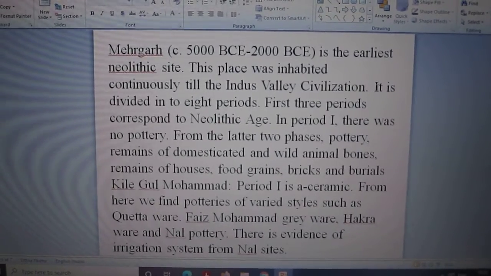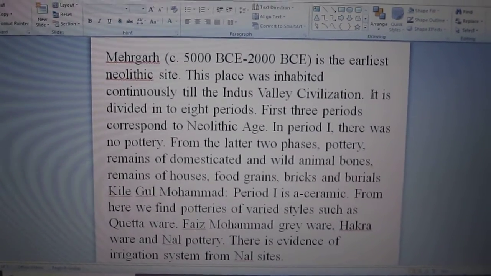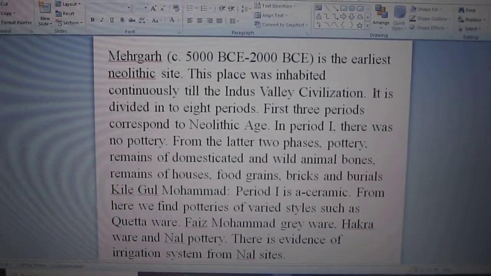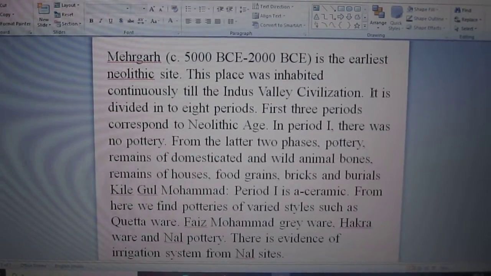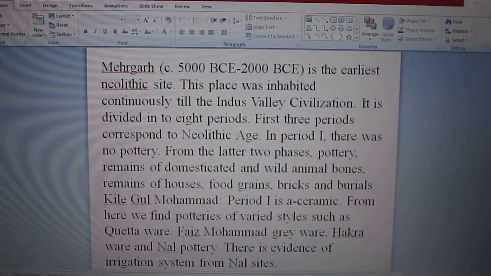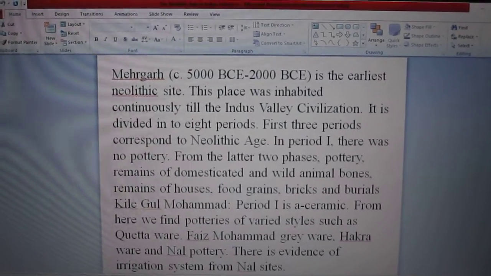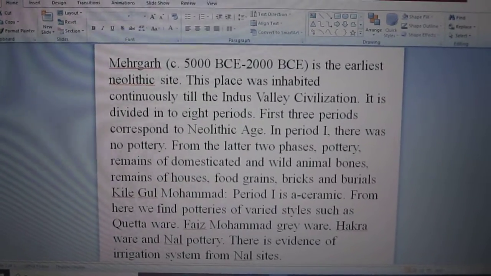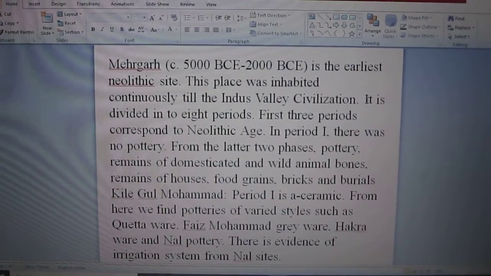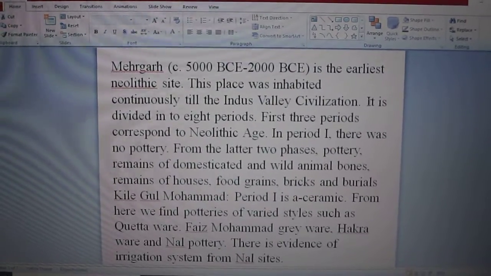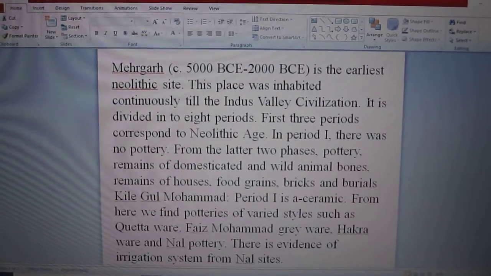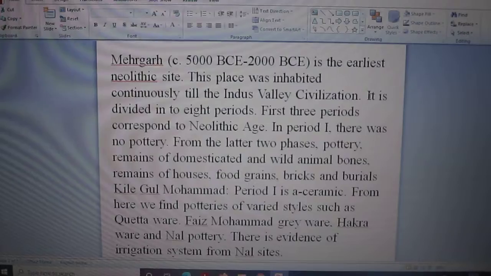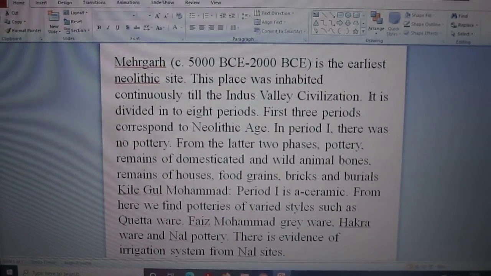So basically the first phase of Mehergarh is aceramic, that means people did not use pottery in the first phase, but in the second and third phases people used pottery, and these potteries were both handmade and wheel made. And here people also domesticated animals, and they also consumed wild animals. So we find bones of both domesticated animals as well as wild animals. We have also found remains of houses, food grains, bricks, and burials. All this evidence clearly indicates that people had started living in one particular area by this time.